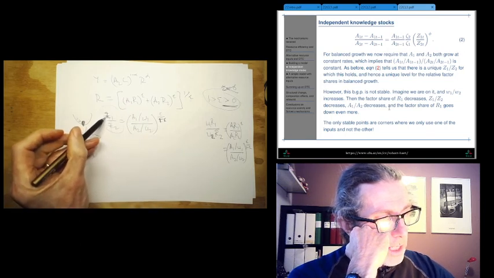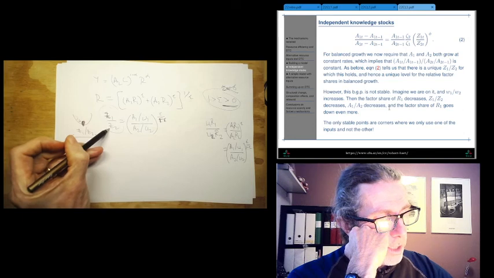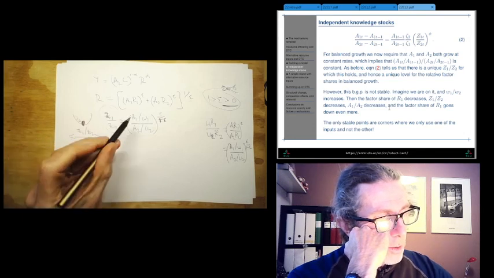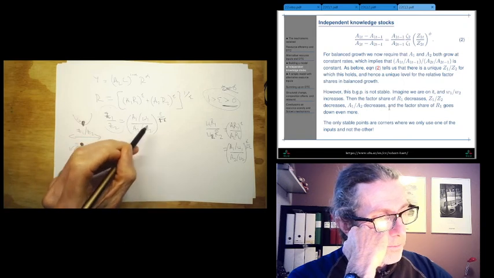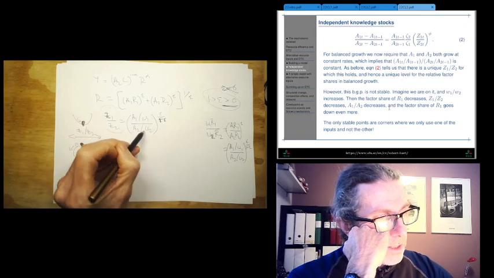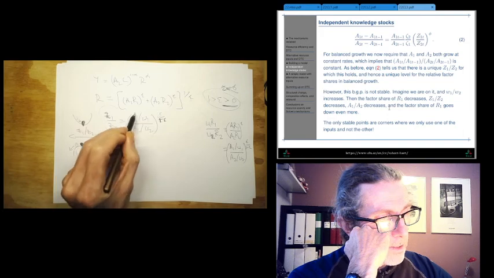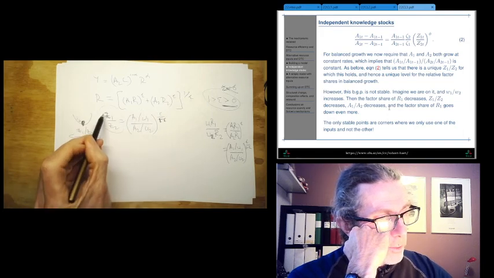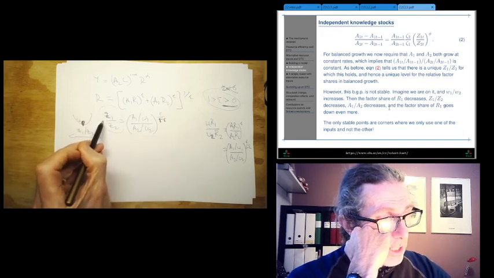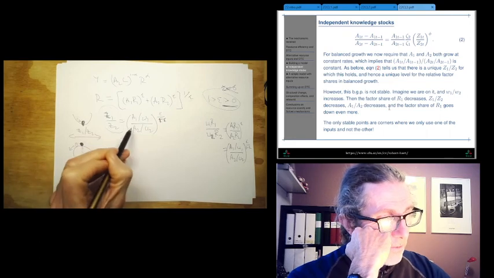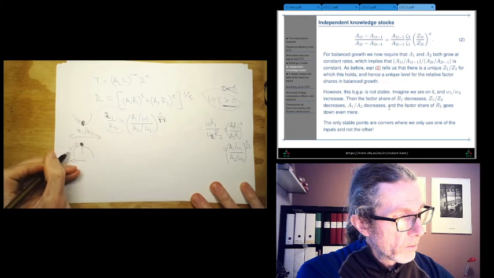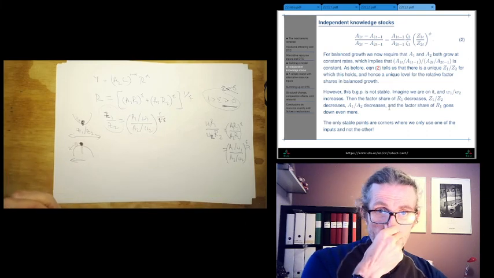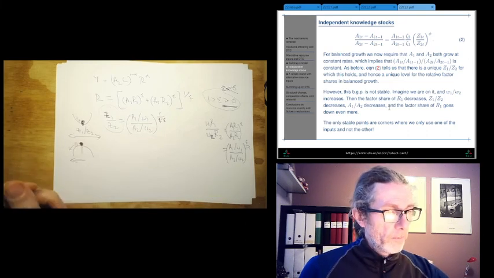So Z1 goes down compared to Z2, which means that A1 goes down compared to A2, which means this thing goes down, which means this thing goes down, which means Z1 goes down even more compared to Z2, and so on. And we head off to the corner. Yep. So it's not stable.